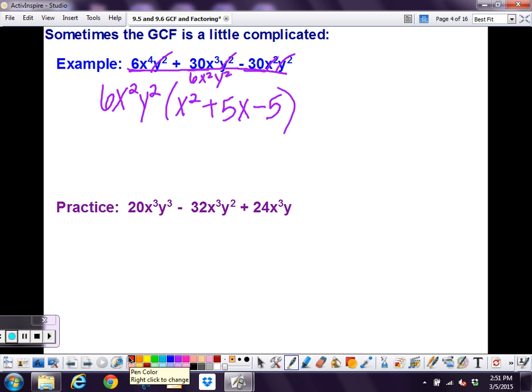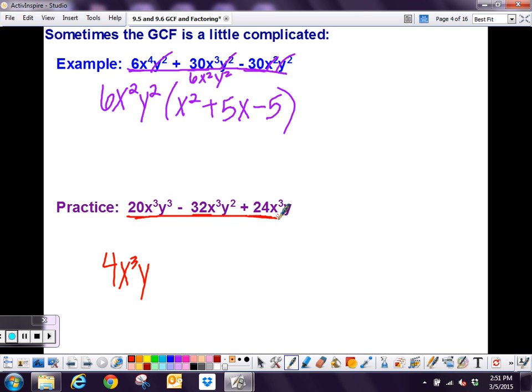Okay, on this second one, I'm going to look at my coefficients. Make sure you get the greatest common factor. I don't want to choose 2 here because there's something bigger than 2. So 4 goes into all of these. They all have an x cubed, so I can bring that out. And they all have at least one y.